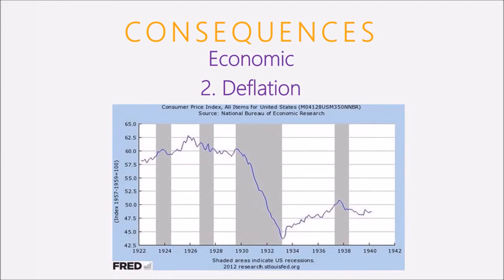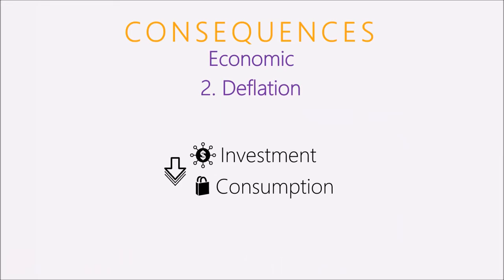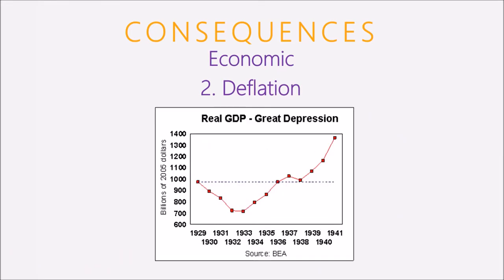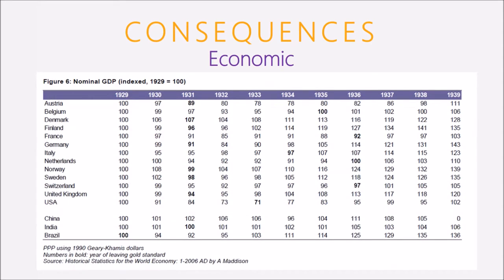The consumer price index reflects a big deflation after the Great Depression. The deflation led to a drop in investment and consumption, which caused a drop in GDP. From the graph, we can see that the GDP of the US reduced 30% from 1929 to 1933, and most of the countries also suffered a decrease in nominal GDP. In addition, the unemployment rate in the US increased to 25%, as firms and banks cut costs by laying off labor.